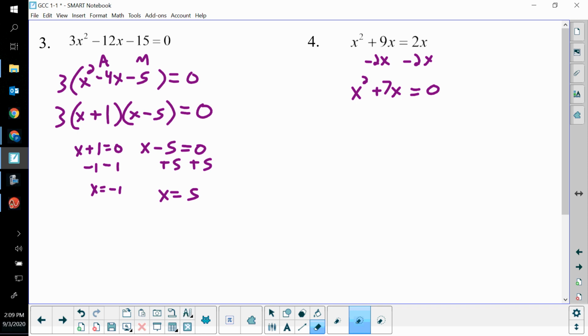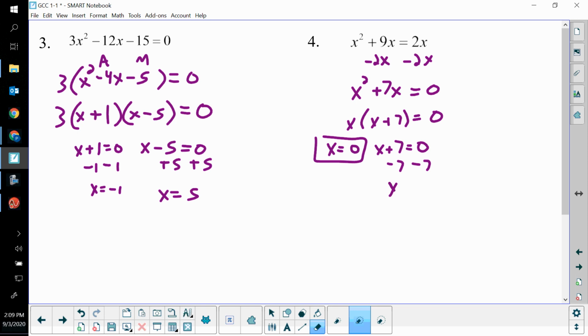So we can pull the x out, and we're left with x times x plus 7 equals 0. We're going to set each of those equal to 0. We set the thing out front equal to 0 in this case because it had an x. So that's just one answer. Subtract the 7, and you get x equals -7. So again, those are the two spots where the graph will cross the x-axis.